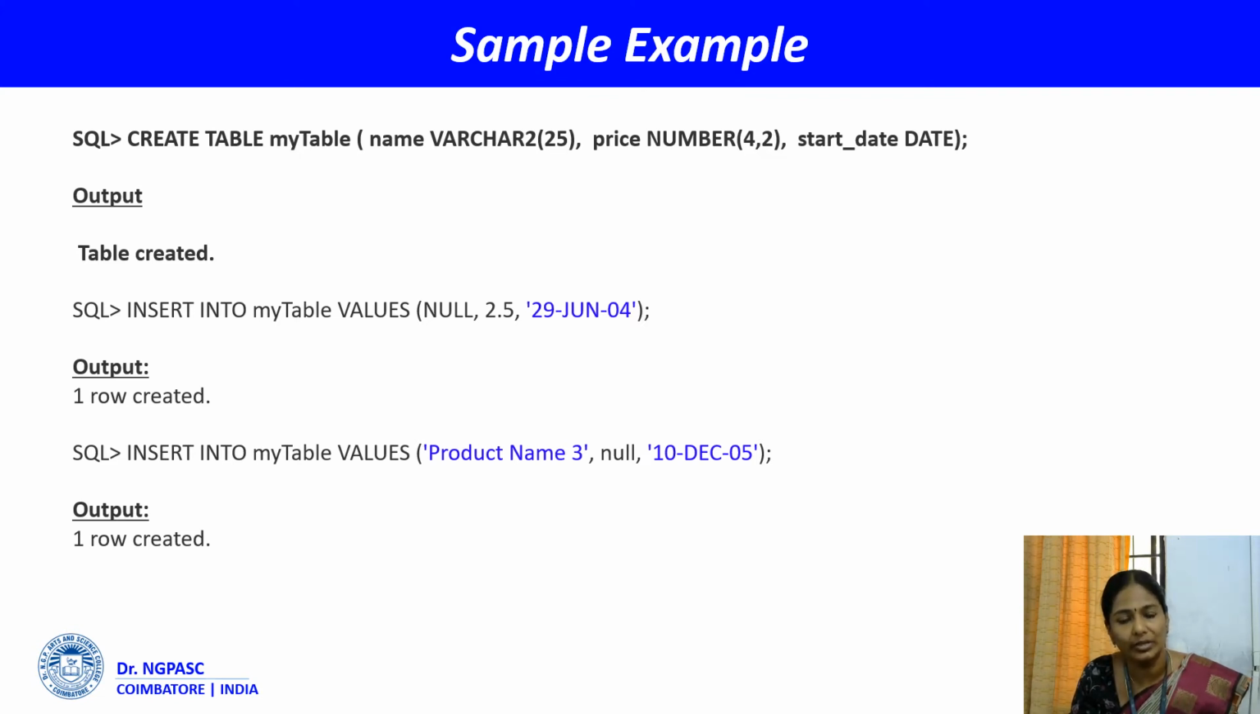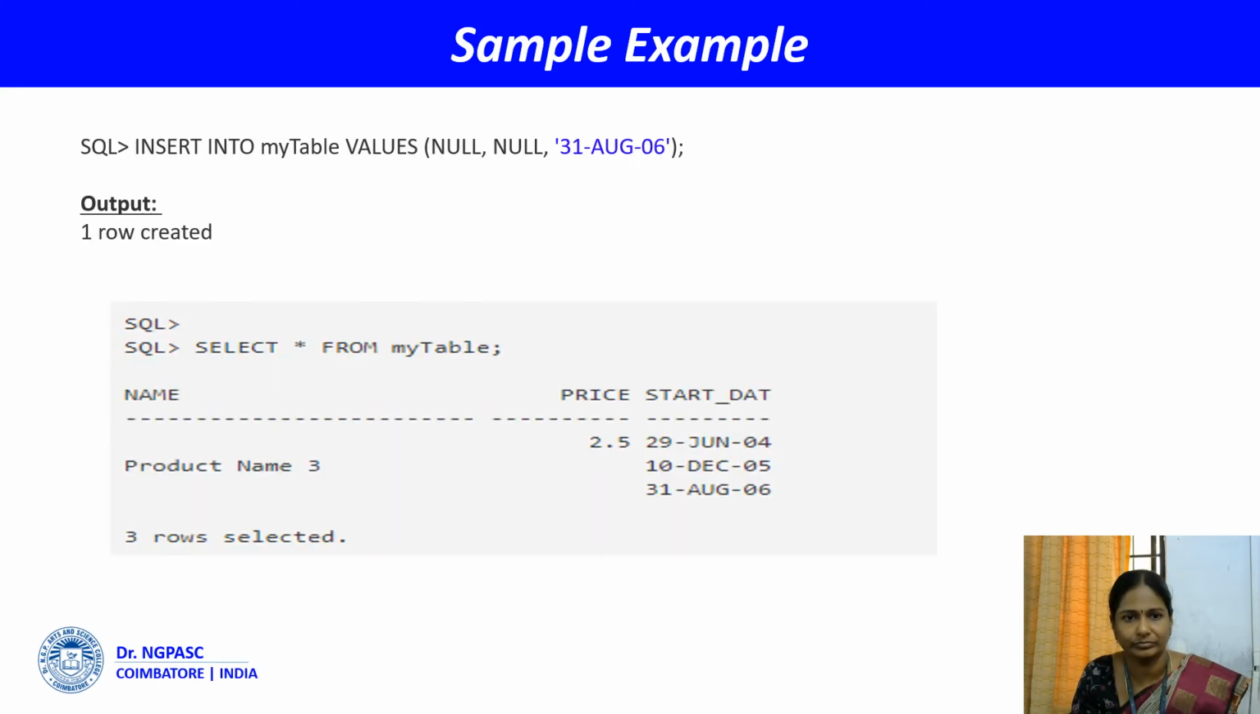Here two insert statements are given. Automatically the two records will be inserted into the particular table, called my table. Next, again you have to insert one more record by using the insert statement. Insert into table name values null, null. The two things you didn't know, so you can give the null values, comma, date.